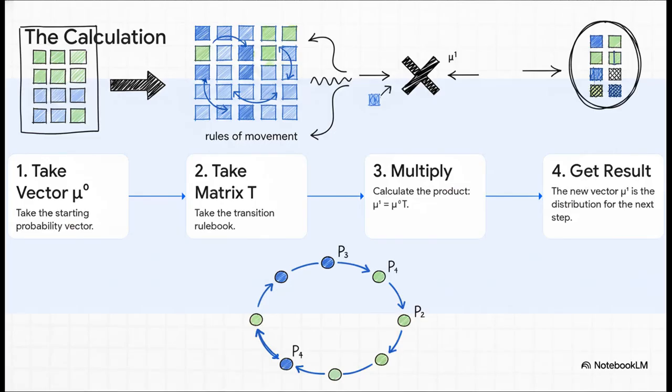So how do we do it? Well, it's just one beautiful, simple multiplication. We take our starting vector and we multiply it by our rule book, the matrix T. Let's walk through it together for just one of the states, say state 2. How can we end up in state 2? Well, we could have started in state 1 and moved to 2, or started in 2 and stayed in 2, or started in 3 and moved to 2. We just calculate the probability of each of those paths happening and add them all up. And we do that for all the states to get our new vector for the next step.